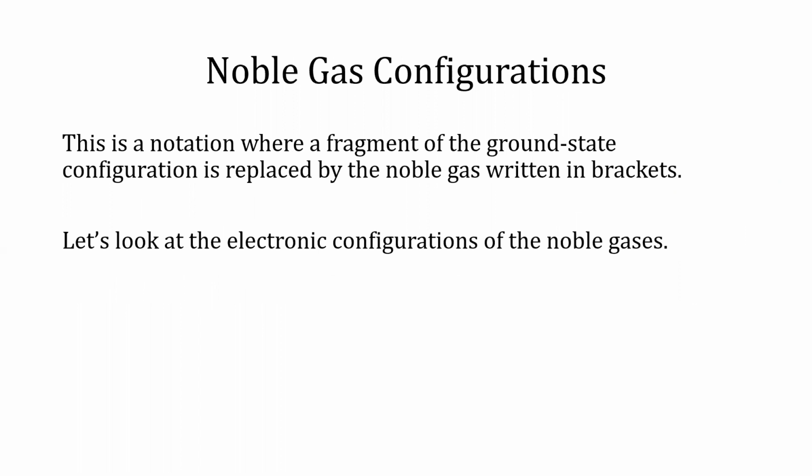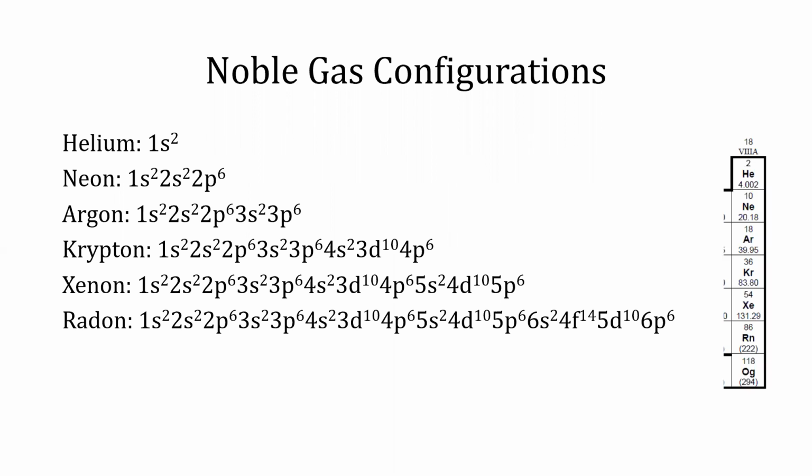Let's look at the electronic configuration of the noble gases. As you can see, the noble gases are located in group 8A or 18. Helium has an electron configuration of 1s2. Neon has an electron configuration of 1s2, 2s2, 2p6. The rest of the electron configurations are seen below for argon, krypton, xenon, and radon.